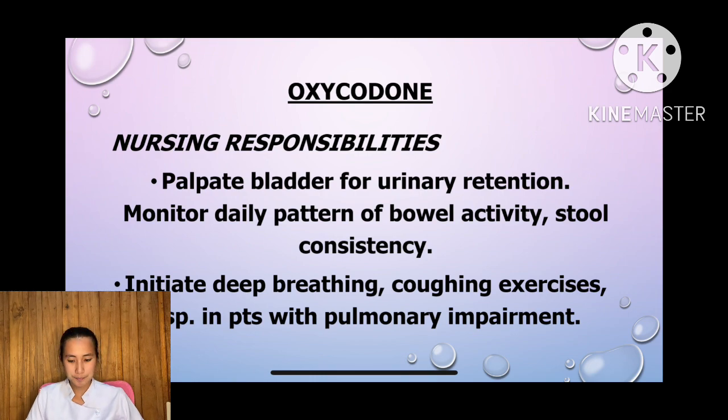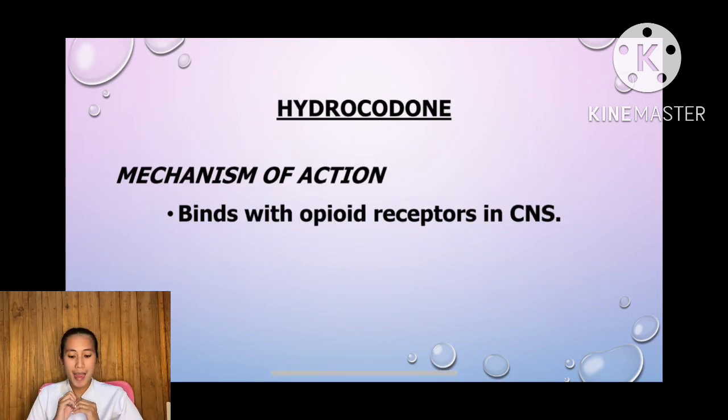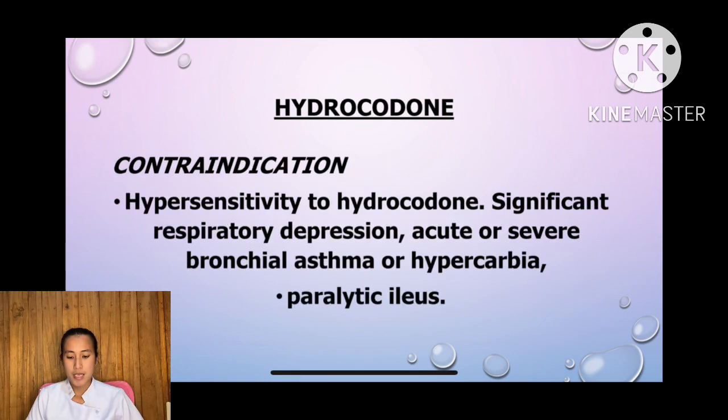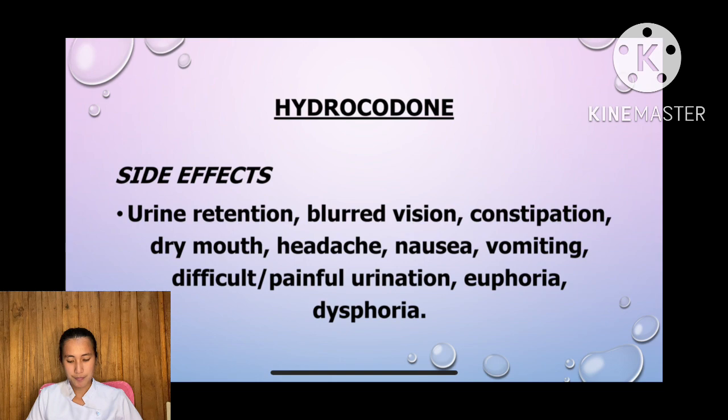Now, let's go with the hydrocodone. The mechanism of action is that it binds with opioid receptors in the central nervous system. Its contraindications are hypersensitivity to hydrocodone, significant respiratory depression, acute or severe bronchial asthma or hypercarbia, and paralytic ileus. Its side effects include urine retention and blurred vision.